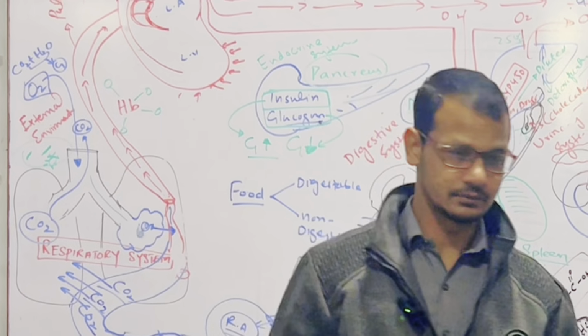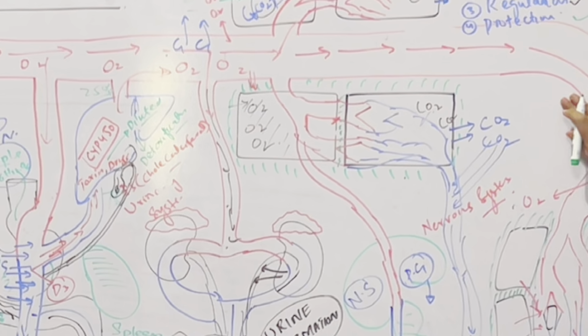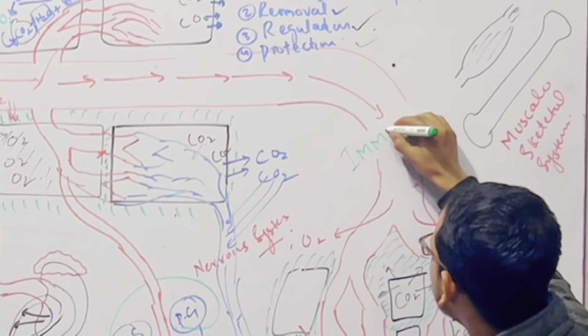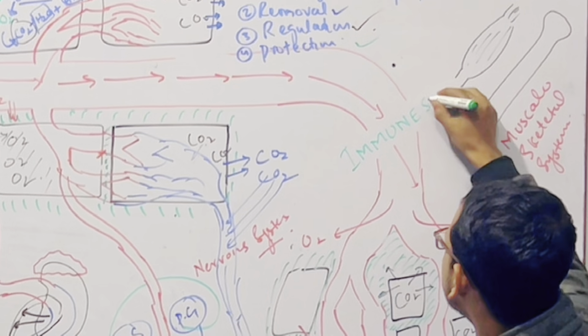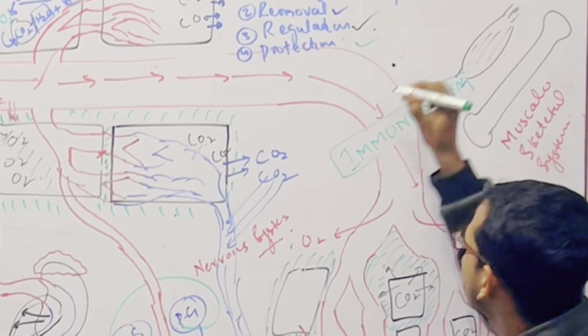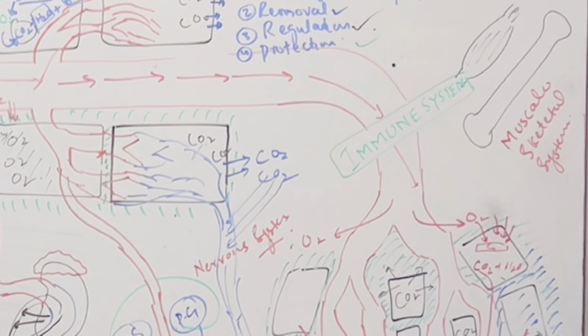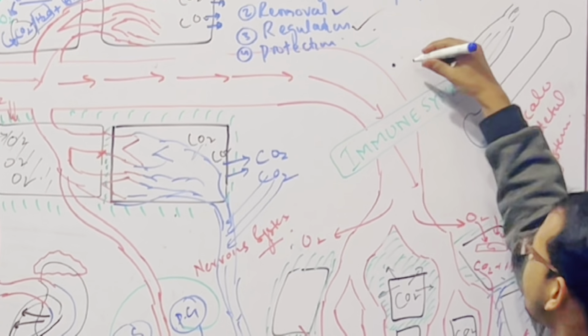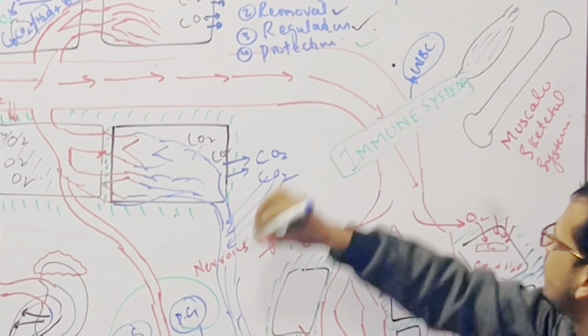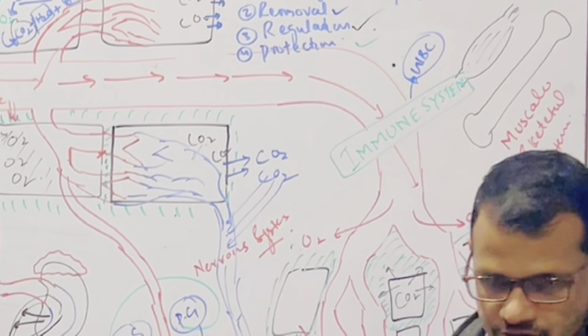The immune system, mainly present in blood. We have two types of blood, do you know? Two types of blood: one is red blood and the second one is white blood. The white blood is responsible for immunity.